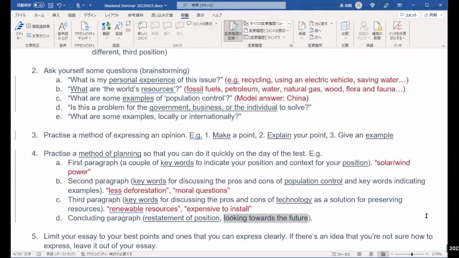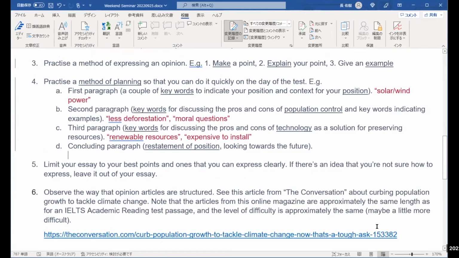So let's look at point 5 here. And we've talked about many different things that you could include in an essay, but if you included all of those things, the essay would be very, very long. And you only want 250 words, maybe 260, maybe 270, but not really very many more than that. So what are your best points? And what are your points that you can express clearly?